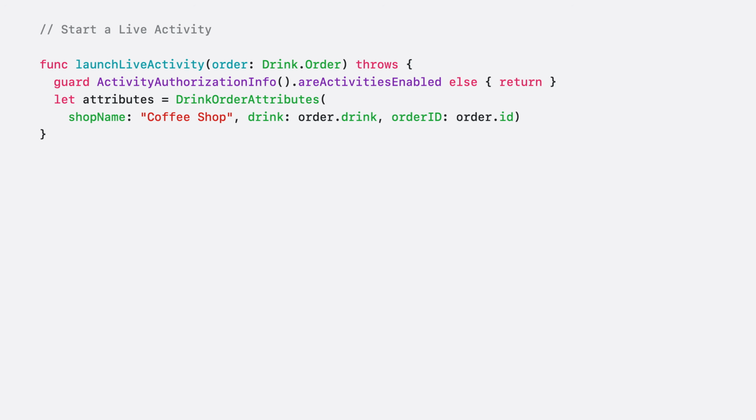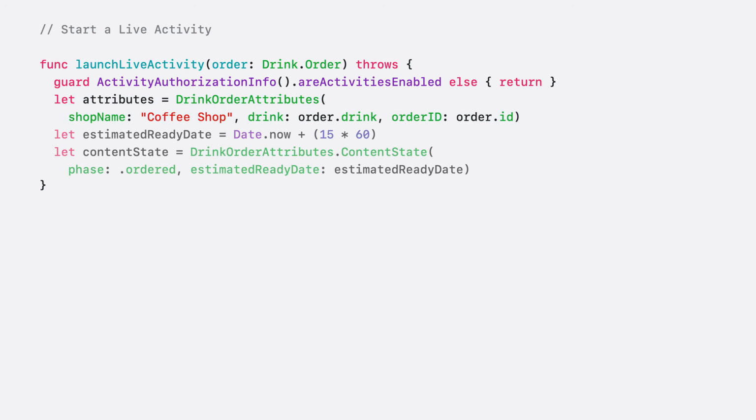For my app, I'll start by checking if live activities are authorized. Then, I'll create an instance of the drink order attribute struct for the order. I'll fill in the static data, like the coffee shop name and the drink ordered. Then, I'll construct the content state, which contains the initial values for the dynamic data of this live activity. I'll set the first phase of the order, the ordered phase. And most drinks are ready in 15 minutes, so I'll set an initial ready time of 15 minutes from now.